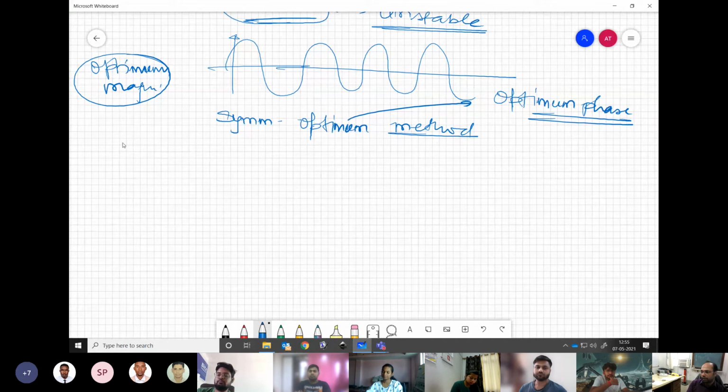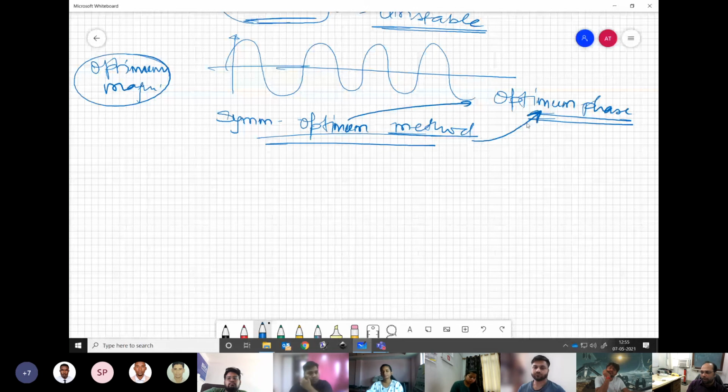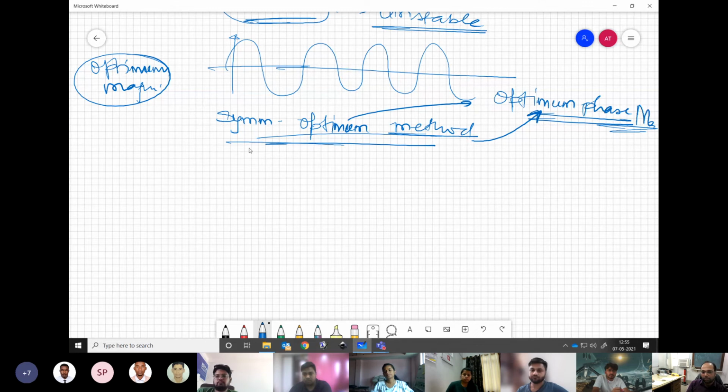Understanding my point? When we are designing something, we are optimizing. Here, this is the meaning of symmetric optimum method, means we are optimizing our phase. What is the maximum possible phase margin that we can get from this system? That is what we are trying to optimize. And symmetric, because we will do certain things which will have the look as a symmetrically placing the poles and zeros.